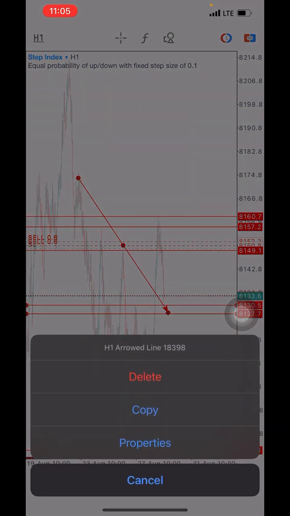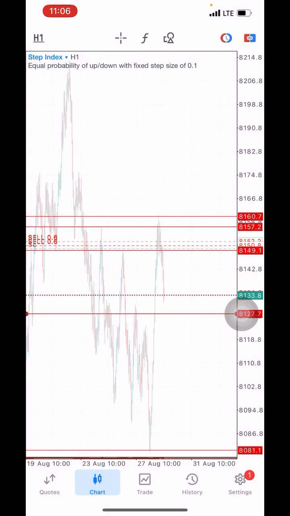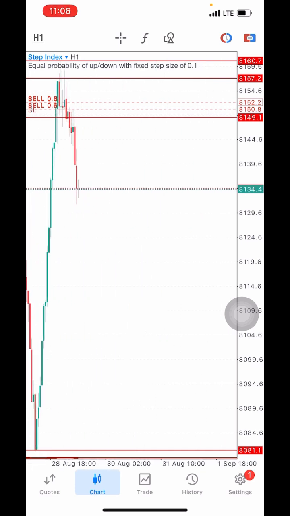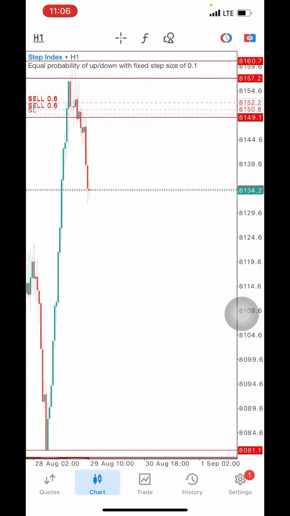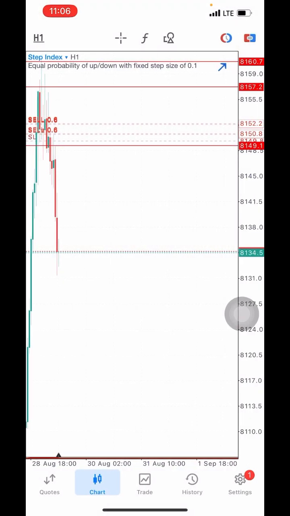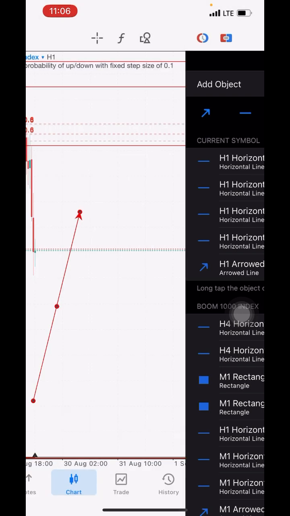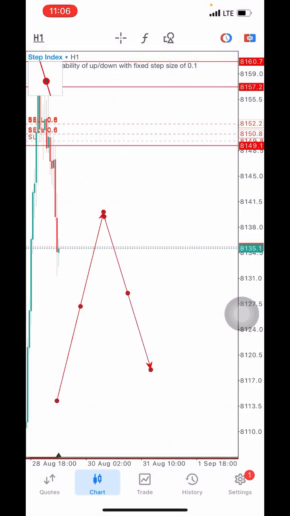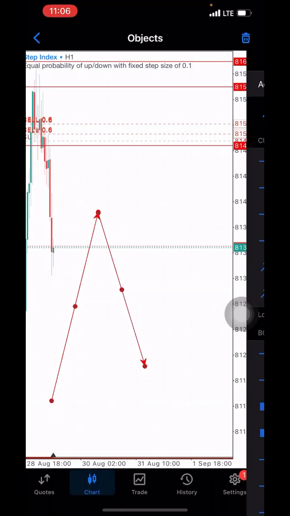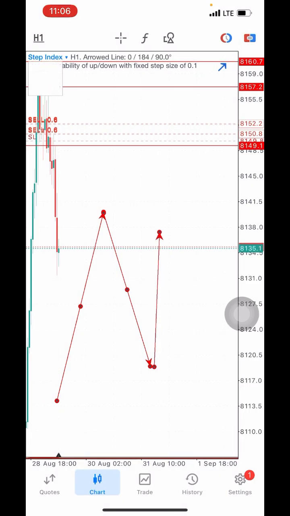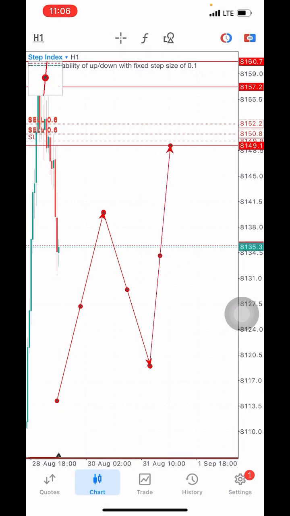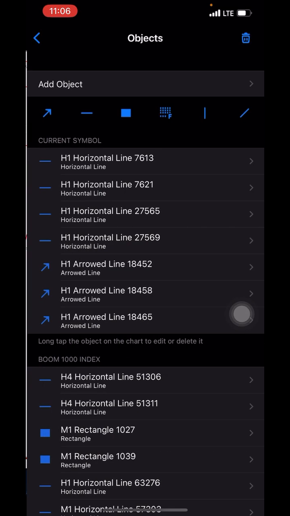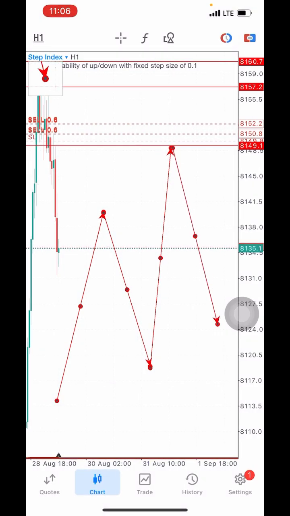So now, the difference between a pullback and a retest. A pullback is when you have a structure like this. Let's say you have an uptrend like this. Look, guys, you can use a phone. Some people ask me, can I use a phone for trading or analysis? Definitely, I make use of my phone for analysis. So you can see this is a bullish structure here.